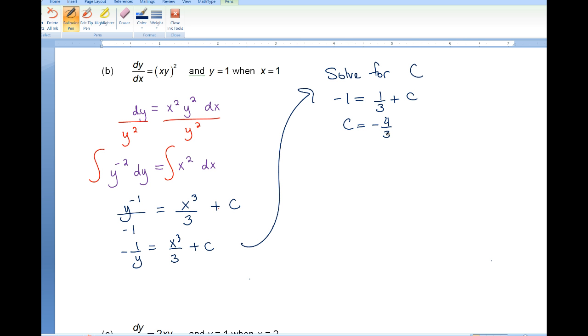Okay, and now the last part. We're going to plug c back in. Where do we plug c back in? We always plug it back in to where we left off. So after we integrated, that's where you plug in, because obviously you don't have a c until that point. So we're going to plug in negative 4/3. So I have negative 1 over y equals x to the third over 3 minus 4/3.